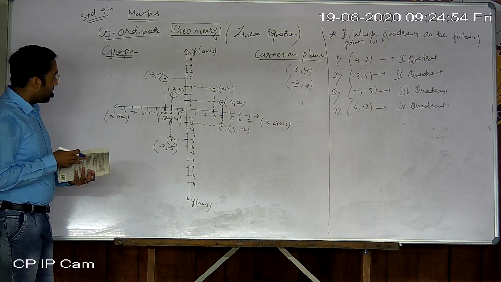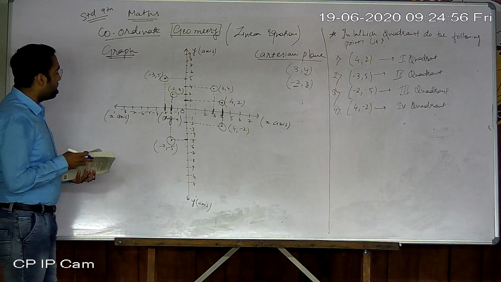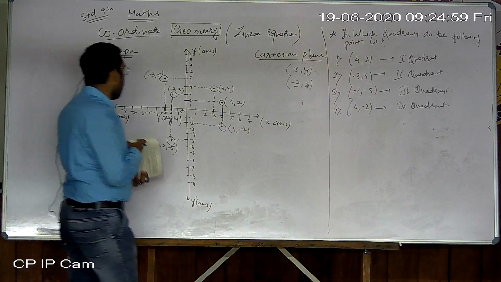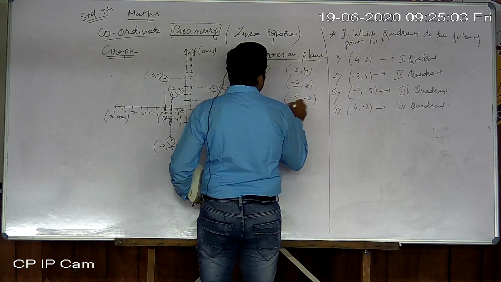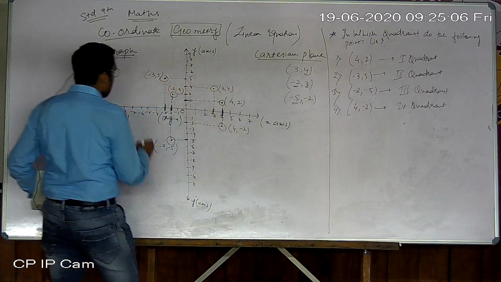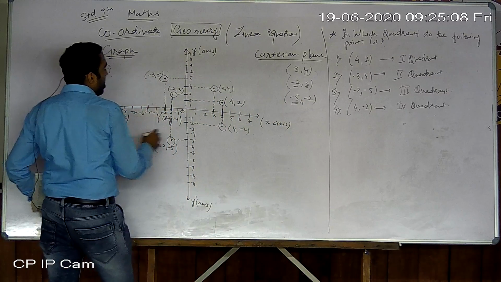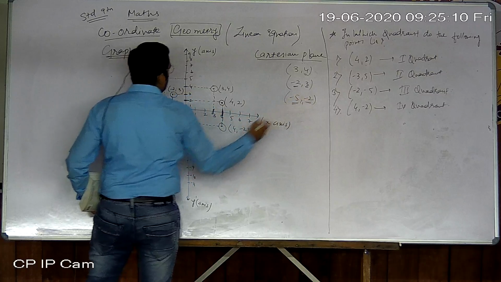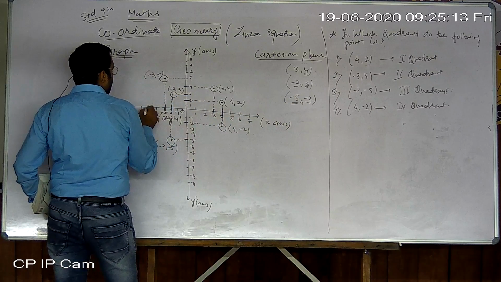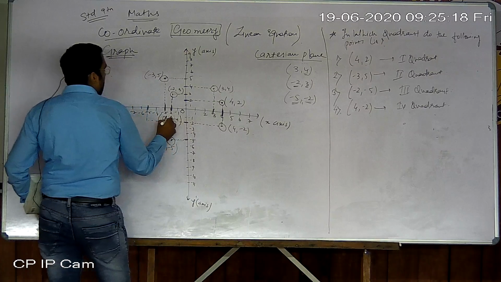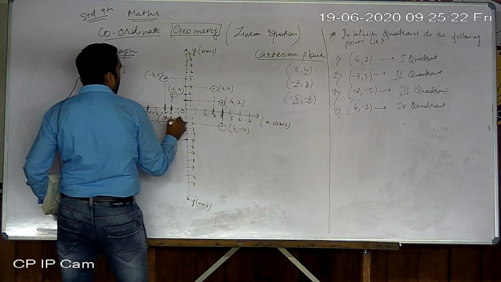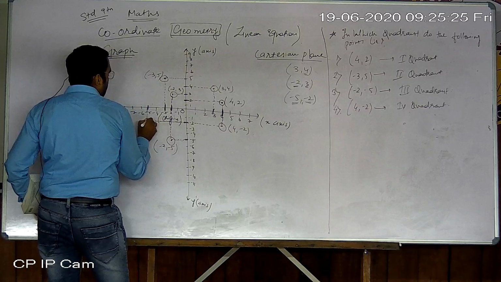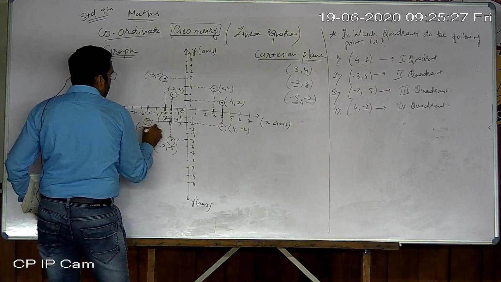After that, -5, -2. The value of x is -5, and the value of y is -2. So -5, -2, I will locate it here. This is my -2 and this is my -5. From -5 and from -2, I locate the point here, that is -5, -2.